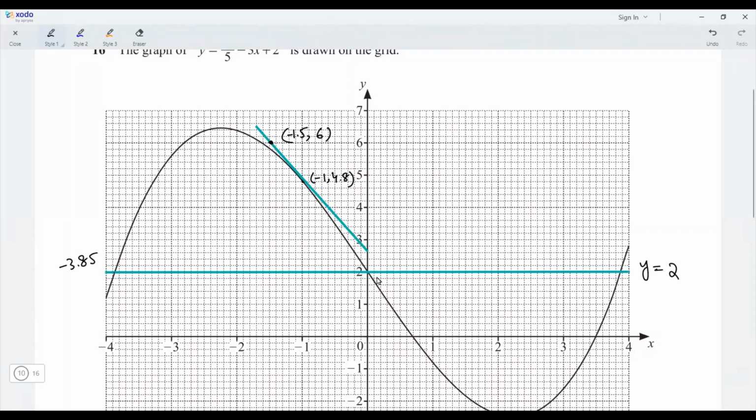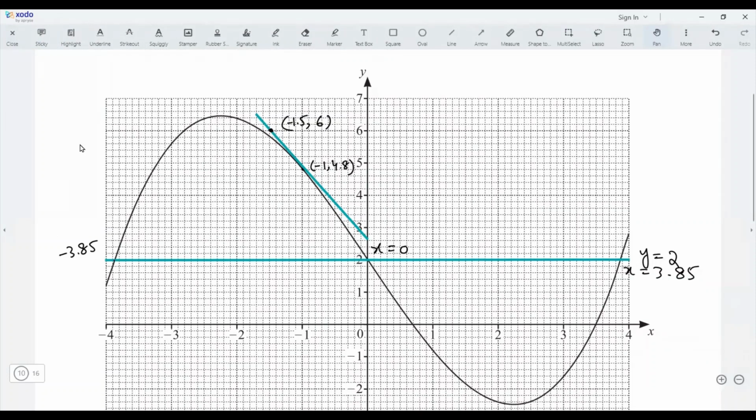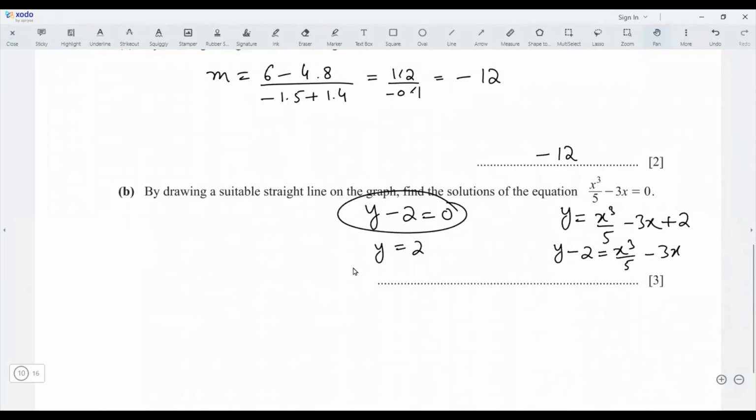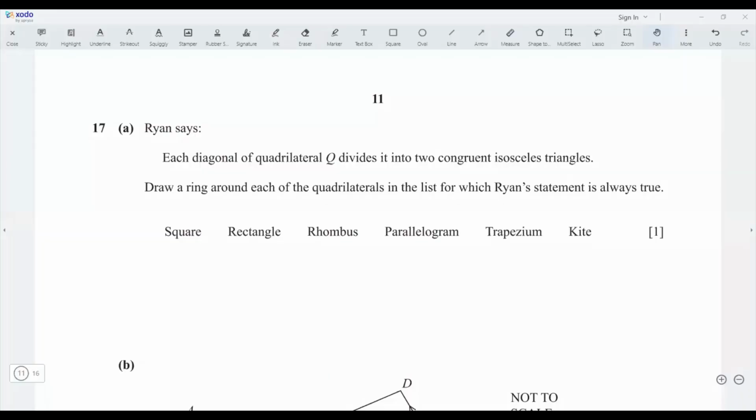The next one is cutting exactly at 0. You can say x equals 0. And the last one must be 3.85 something. So it is the estimated answer. Any number in between the range will be your answer. So -3.85, 0, and +3.85 are the answers.